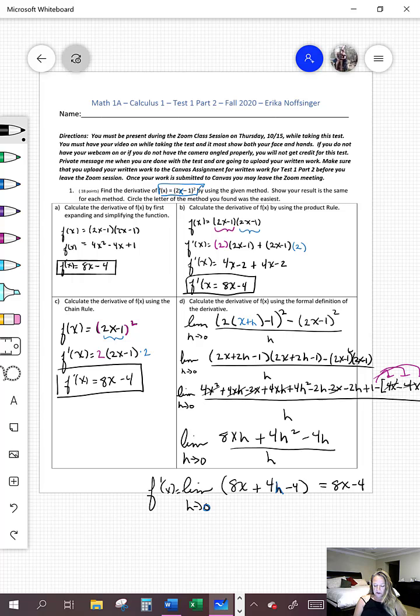And then it says up here, circle the letter. If you circle the letter of the method that you found was the easiest, you give yourself an extra point. And so for me, I thought part C was the easiest. But that could vary depending on the person.